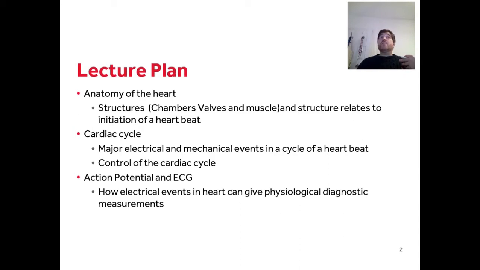I'm then going to spend some time in part 2 on the cardiac cycle, and finally talk about the cardiac action potential, and how that relates to the electrocardiogram. And for the electrocardiogram, there will also be an online session for that using LabTutor.